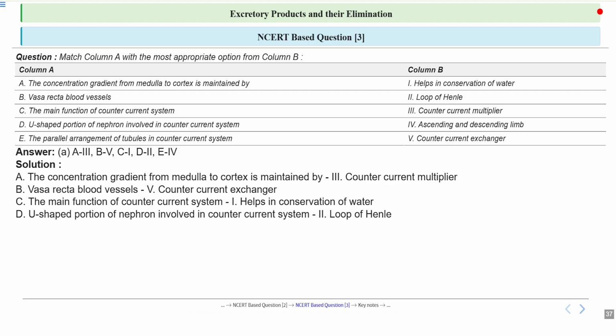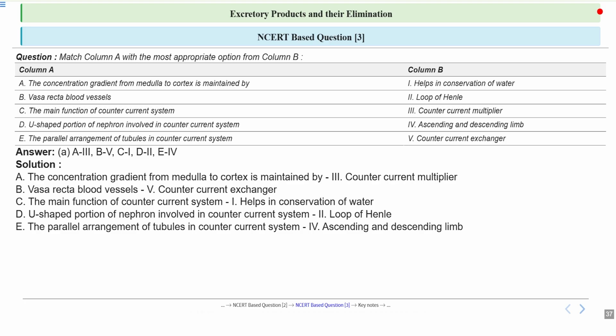For D, the U-shaped portion of nephron involved in counter current system matched with 2, that is loop of Henle. So the loop of Henle's shape is very crucial for its function, allowing more efficient exchange and gradient creation. Imagine it as a winding path that lets travelers move in both directions, facilitating interaction.